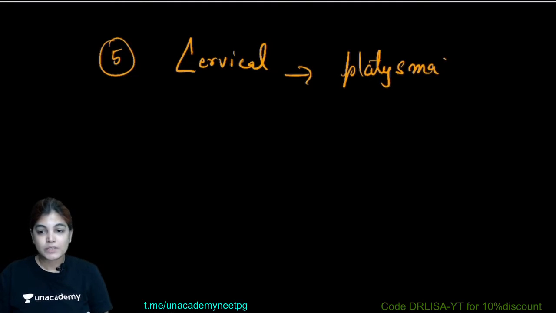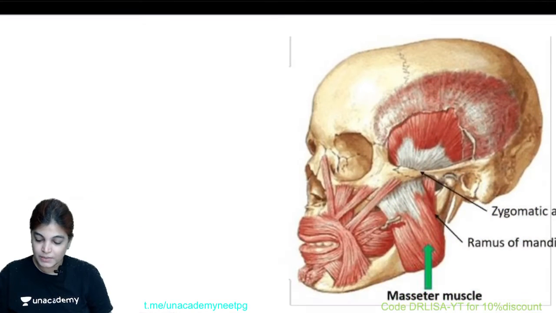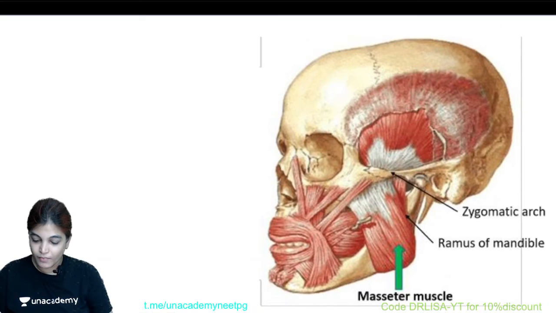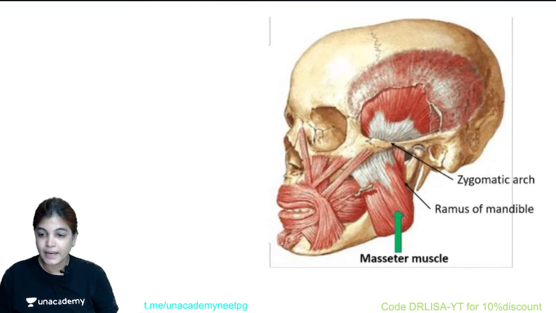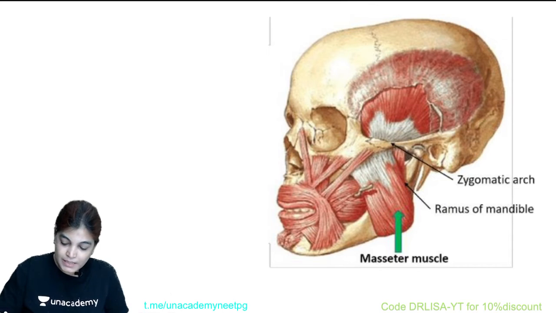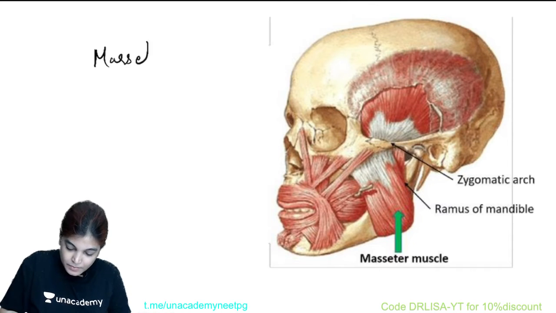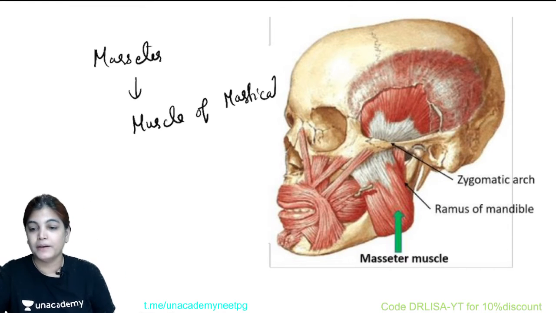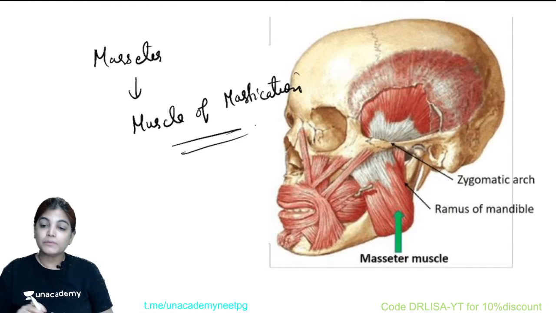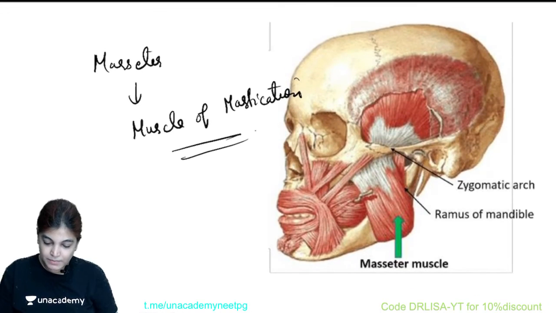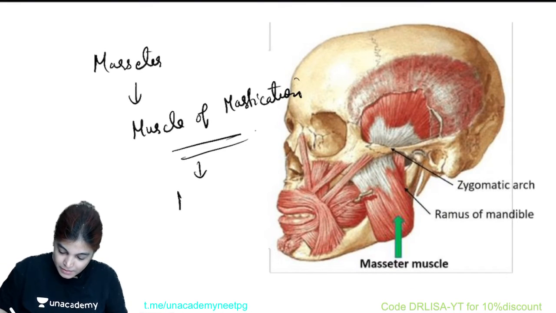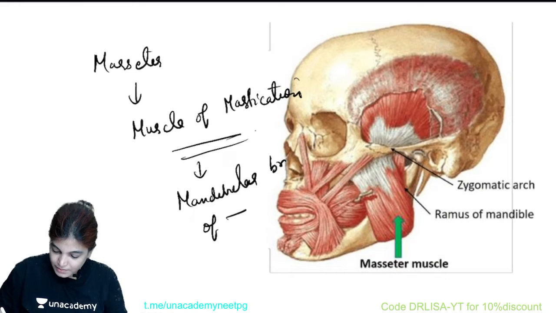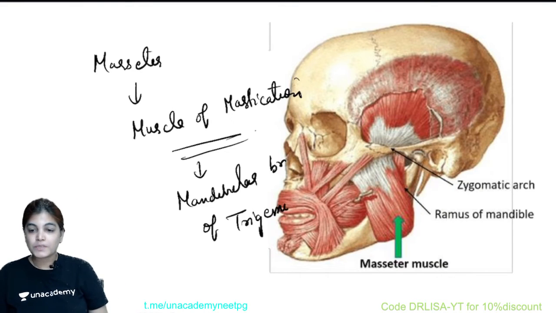Now, one of the muscles given in the options was the masseter muscle. So I just want to show you this muscle. See here. As you can see in the diagram, the masseter muscle is highlighted by a green arrow, and the masseter is a muscle of mastication. So it is not supplied by the facial nerve, but by the mandibular branch of the trigeminal nerve. So we are done with all the options.